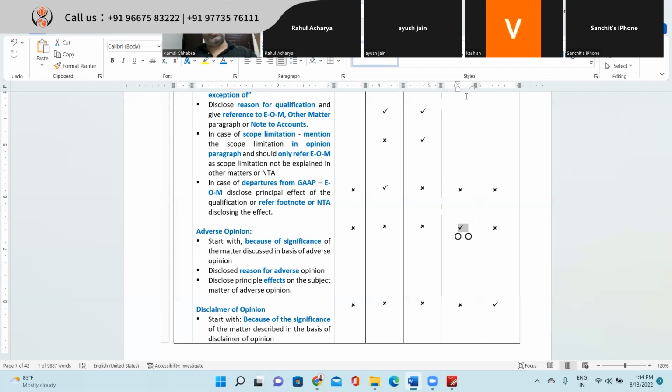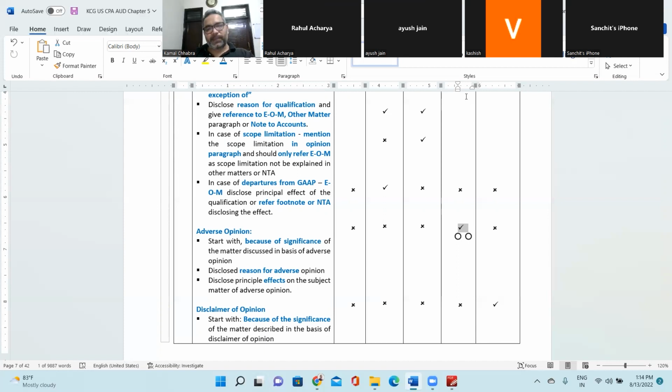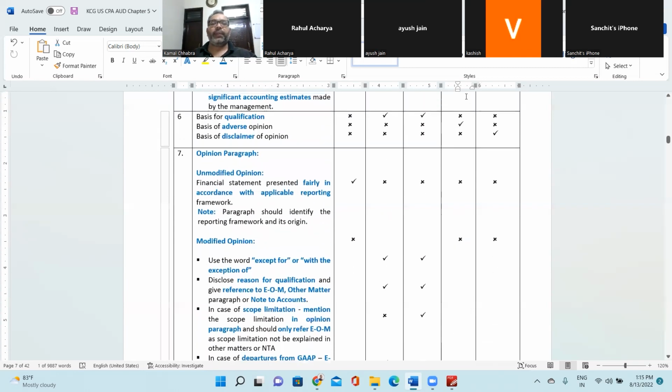Yes, sir. Last one, disclaimer of opinion. When do you issue a disclaimer of opinion? When there's a GAAS issue. When there is a pervasive impact. Pervasive GAAS issue. Yeah, sir, when material. So we'll come into that, right? So for a disclaimer of opinion, how do you draft that opinion? You need to give the basis of disclaimer of opinion first.